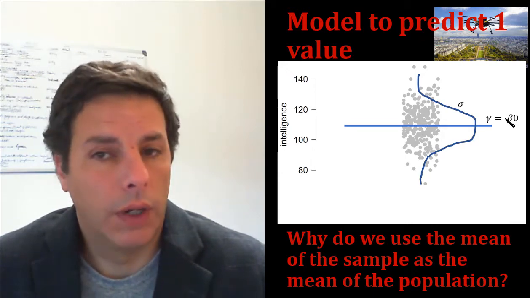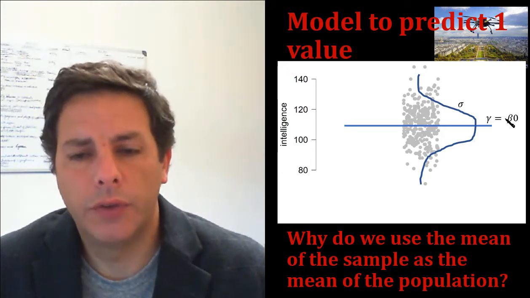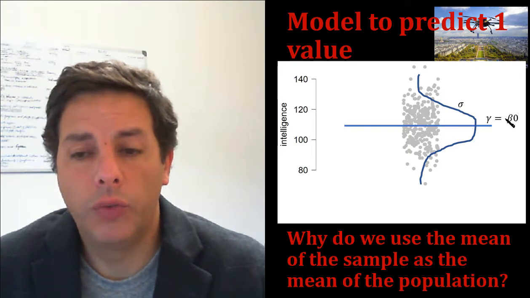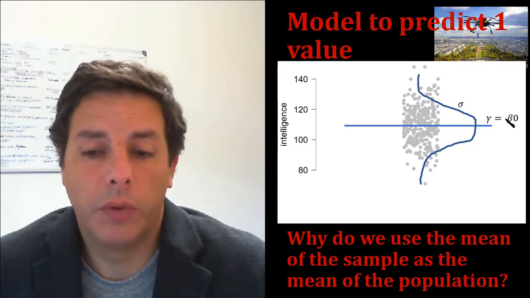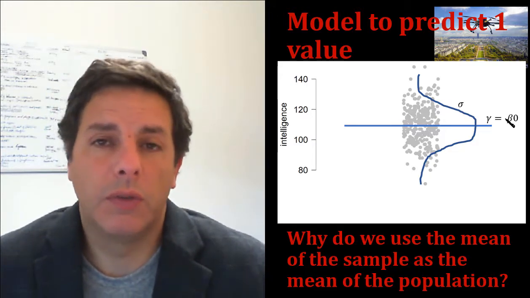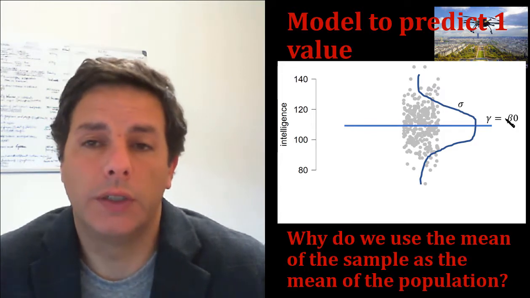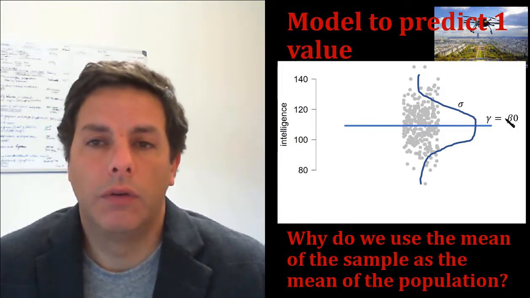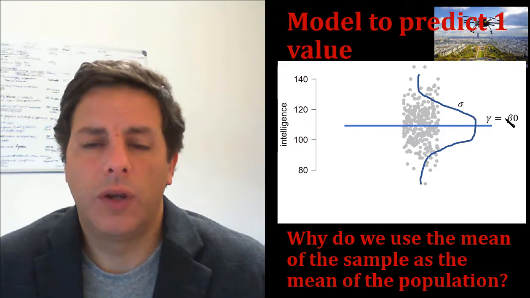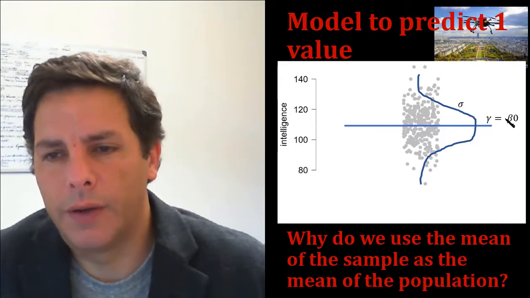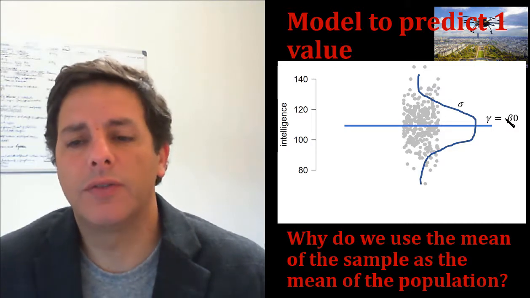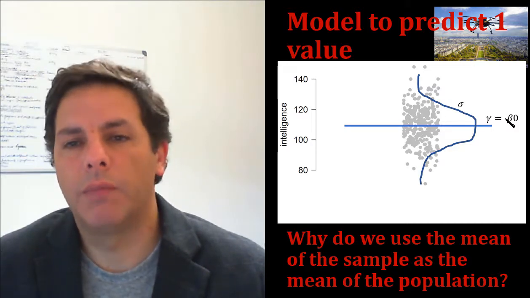And that's the question I have for you. Why do we use the mean of the sample as the mean of the population, or as we assume that the mean of the population is the same as the mean of the sample? Why do we do that? So with the masterclass, I think you can answer this question. Try to revise the masterclass and answer the question and come back to this video.